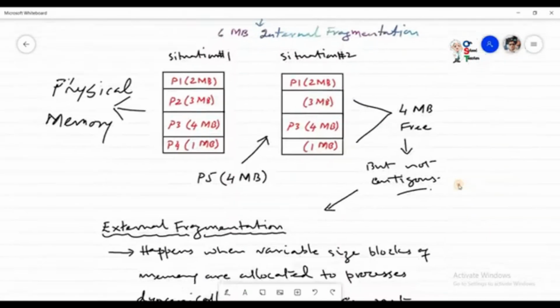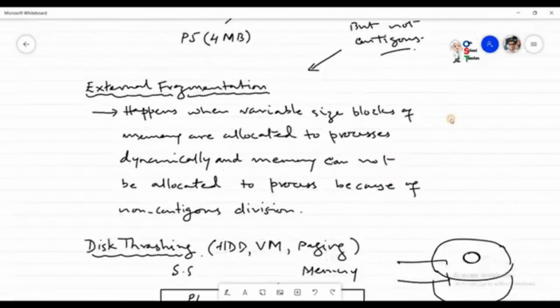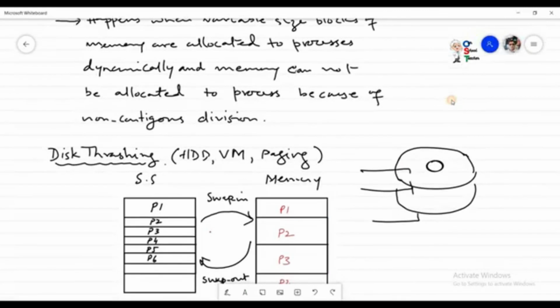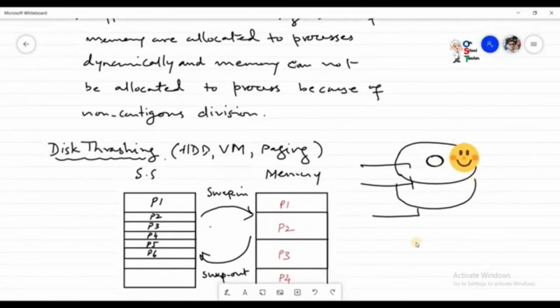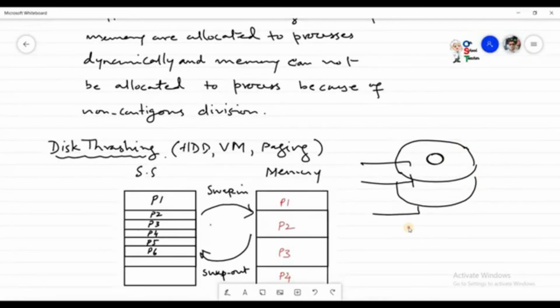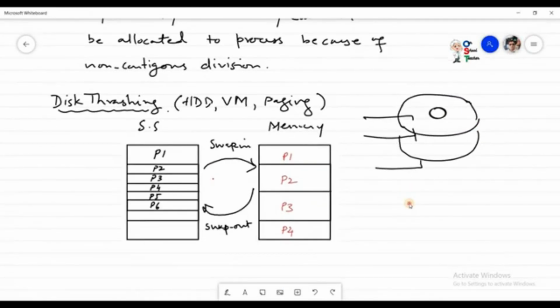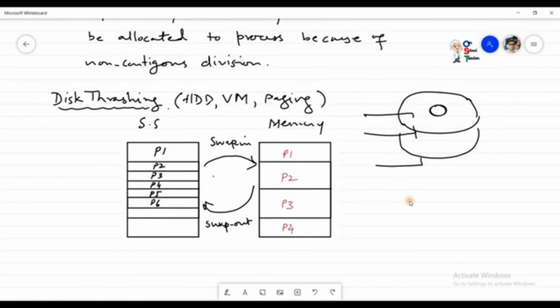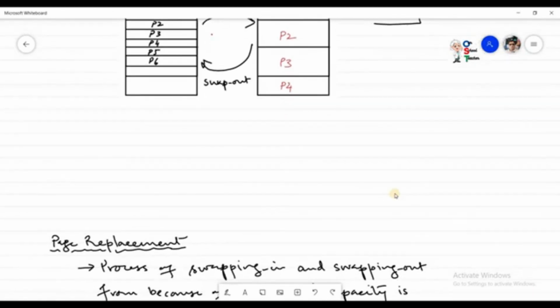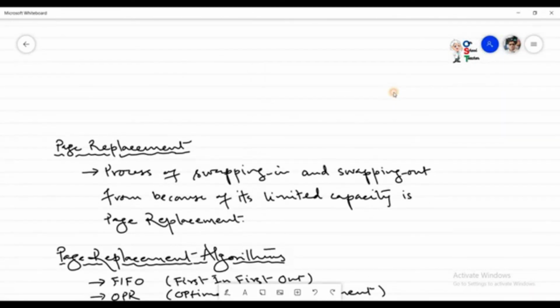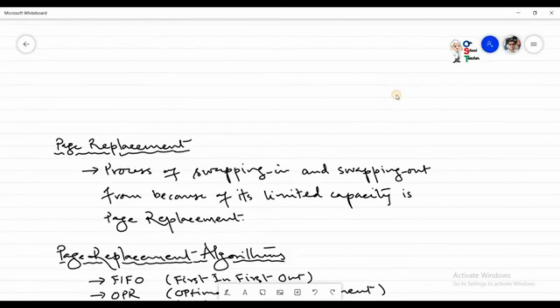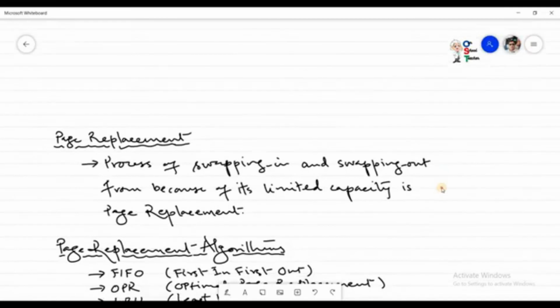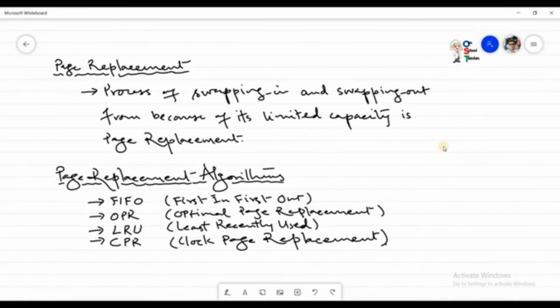Then after this, we have seen disk thrashing and what is happening when there is a lot of swapping in and swapping out, keeping the concept of hard disk drive and virtual memory. So after this, we have seen page replacement, and for page replacement we have to follow 4 algorithms.